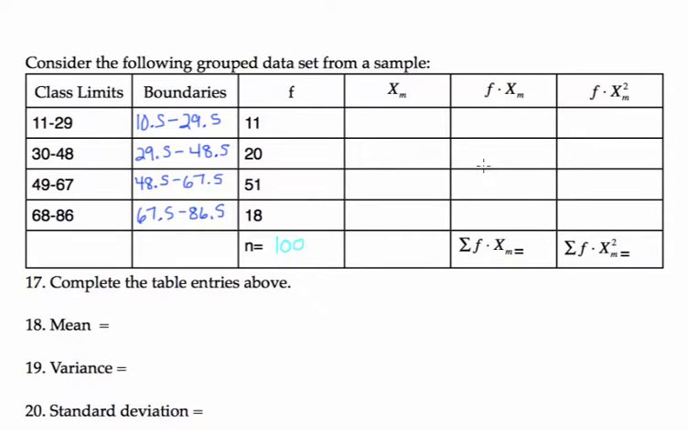Next, xm. That's the midpoint. In order to find the midpoint of a class, you add the class limits and divide by 2. You average them. So 11 plus 29 divided by 2, which is 20. I'll complete those now. Next, you find f times xm, the frequency times the midpoint, for each row, 11 times 20, and so on.